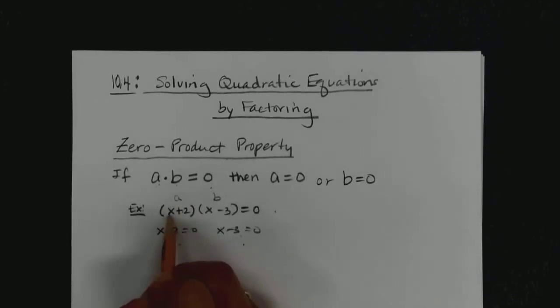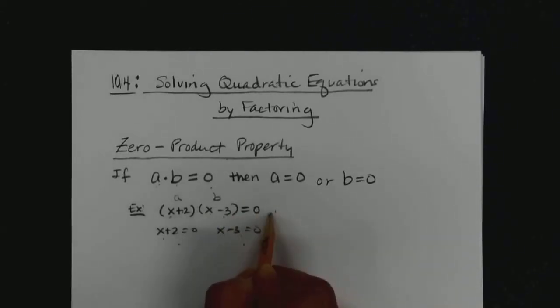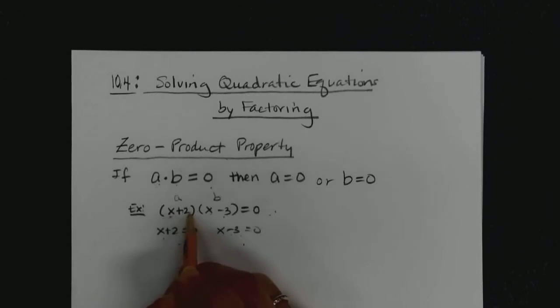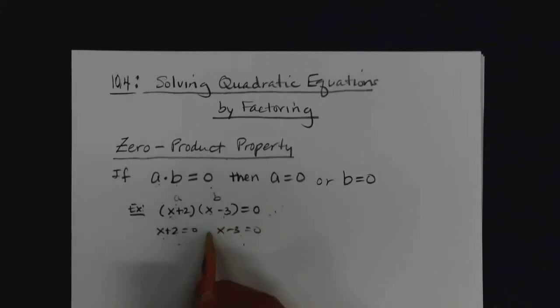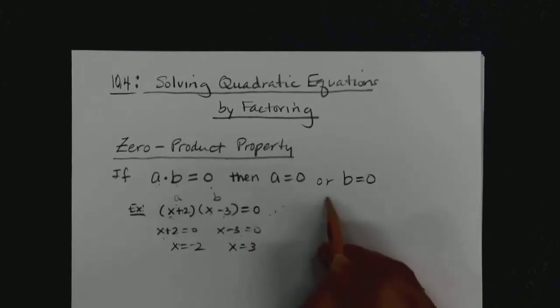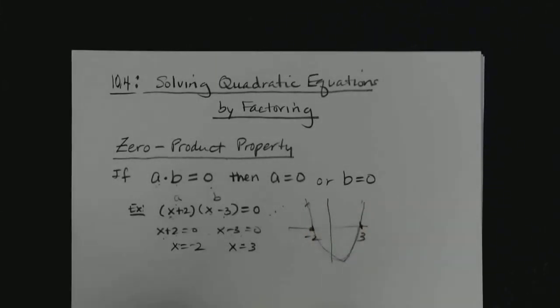Those two numbers would make this whole thing equal to 0. Because if I plug in -2, -2 plus 2 is 0, times -2 minus 3 is -5. So what's 0 times -5? 0. Or if I plug 3 in, 3 plus 2 is 5. 3 minus 3 is 0. So what's 5 times 0? 0. So you're looking for two x's that will make this whole thing 0. These are the two points where the parabola crosses the x-axis. If I were to draw a parabola, at -2 and at 3 is where it's going to cross the x-axis. That's what we're solving for still.